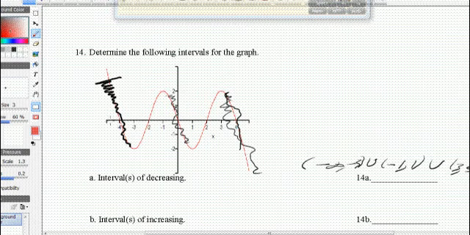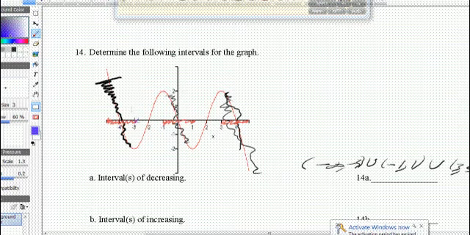You look at this part right here. Where does it stop? There it is. Where does it stop? There it is. Where does it stop? There it is. That's your decreasing.